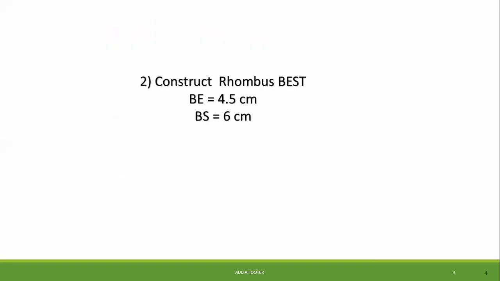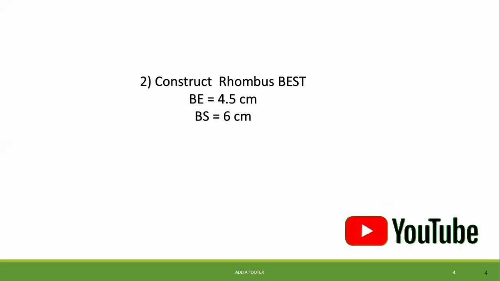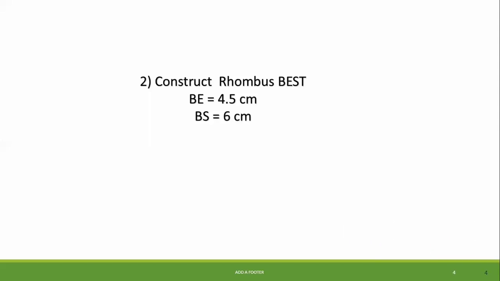Second question. Construct rhombus BEST. BE is equal to 4.5 centimeter, BS is equal to 6 centimeter. In a rhombus, 4 sides are equal in length, and one diagonal is also given. Now we can see how to construct a rhombus.